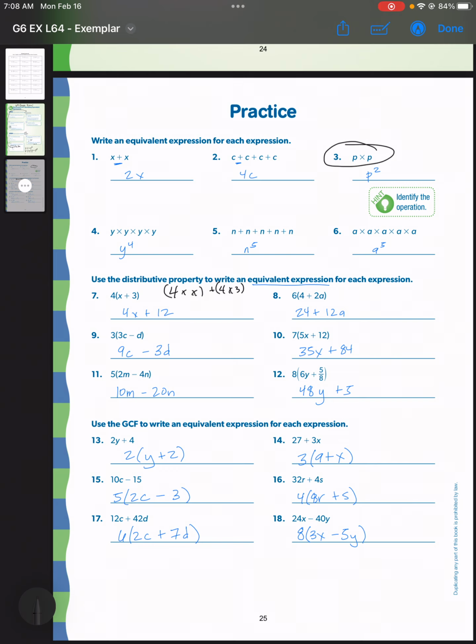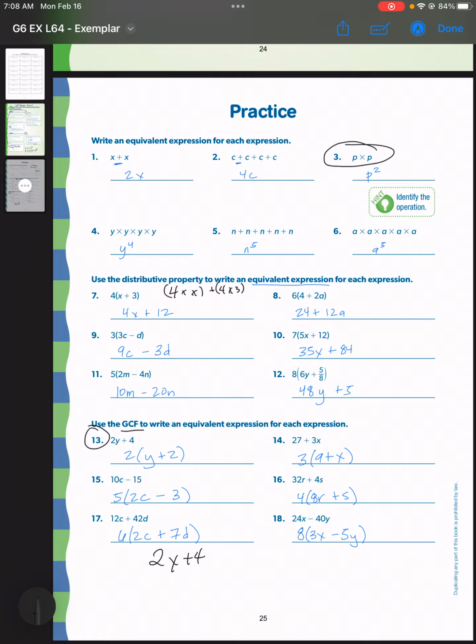And as students go through problems 1 through 12, they are practicing the same steps that they went through in the examples. When they get to questions 13 through 18, this looks a little bit different than what they've experienced. And they're asked here to use the GCF to write an equivalent expression. I would model question 13 for students.